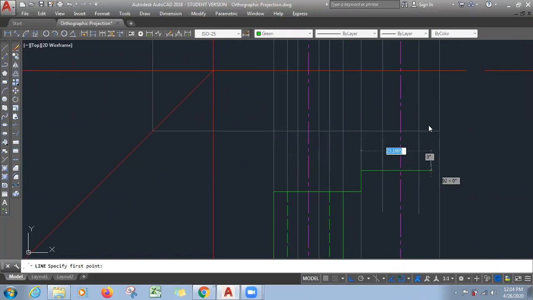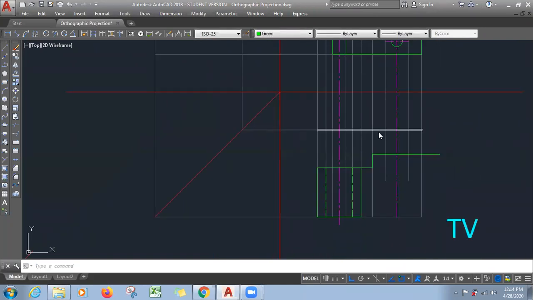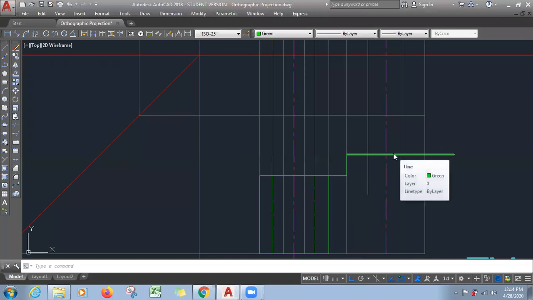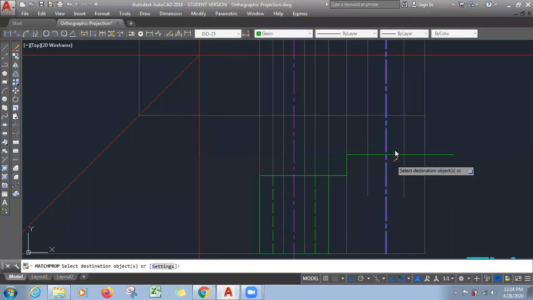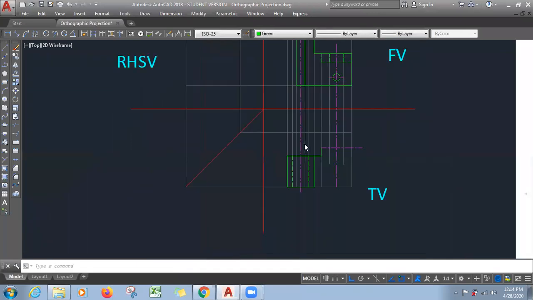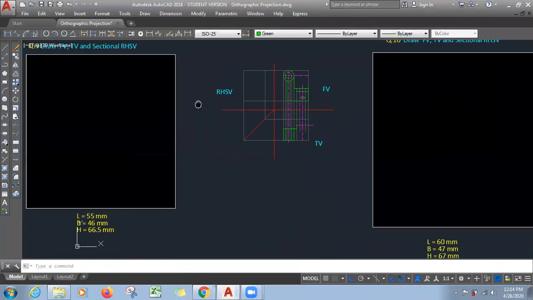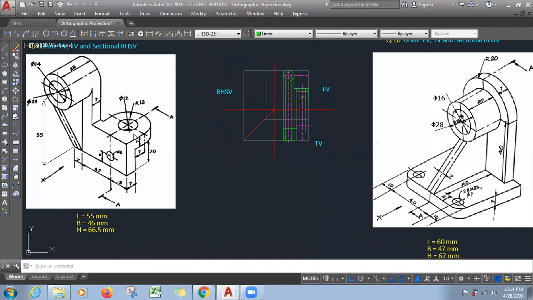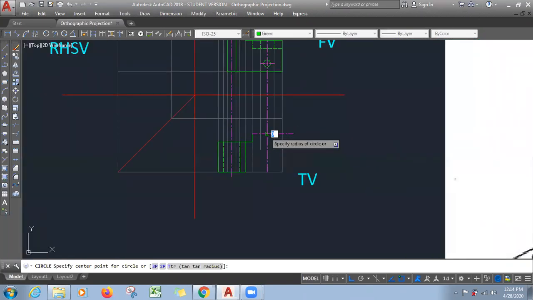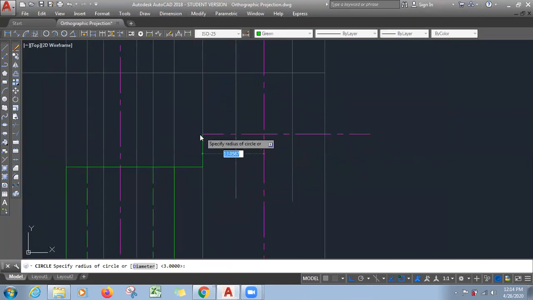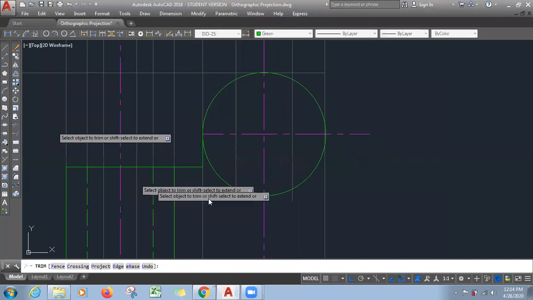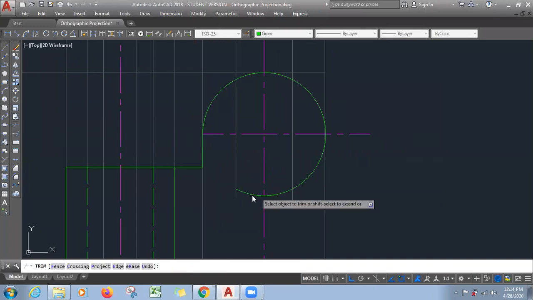Okay, now after this we will have one horizontal line. This line is nothing but the center line. So this line with this one. Now this semicircle can be seen as it is. So radius is how much? 13 mm. So take a circle from this point, it is up to this. Okay, so we can trim it.